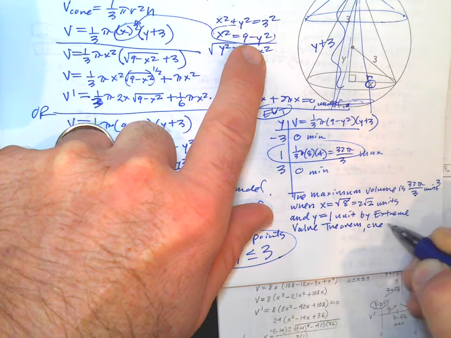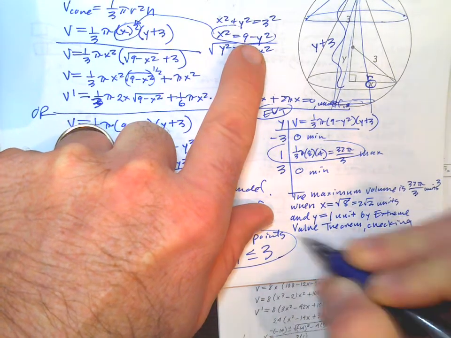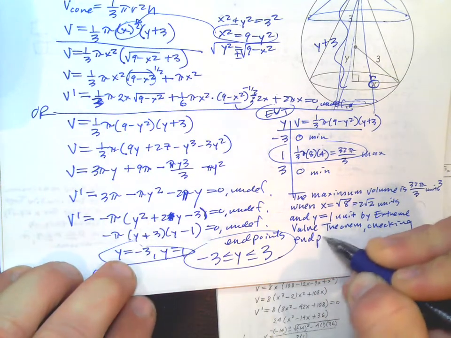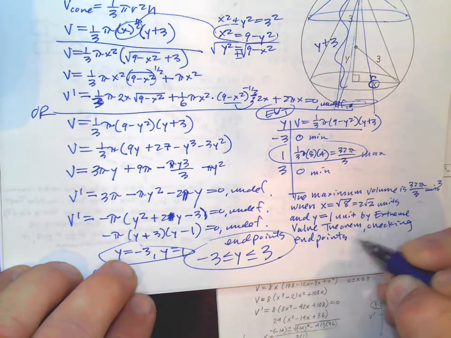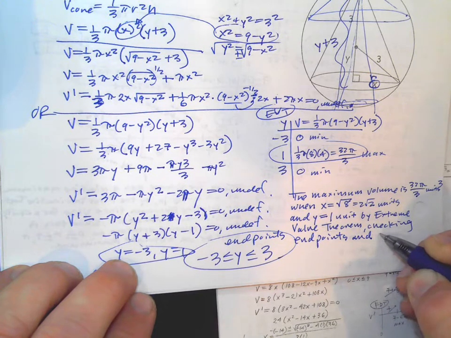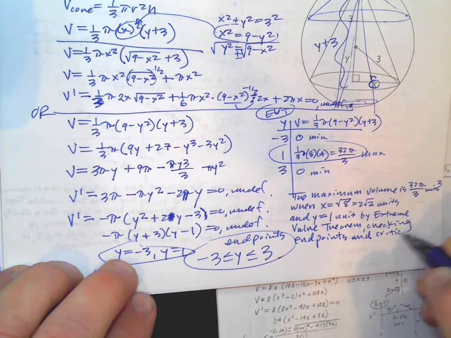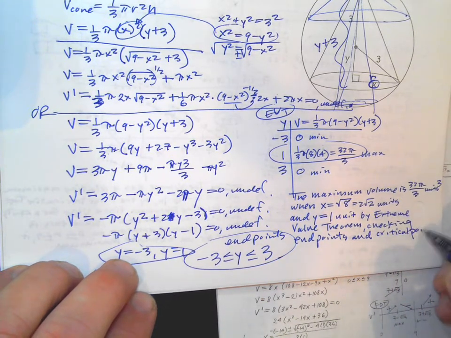Checking endpoints and critical points. So I need justification throughout this test for extreme values, and EVT is the way to go. I need the work and I need justification.